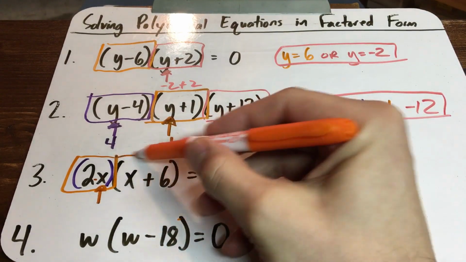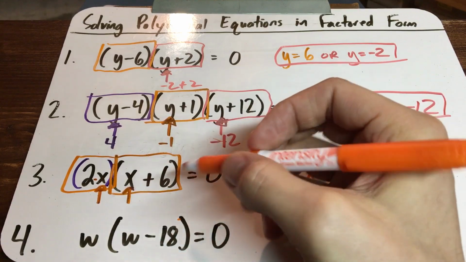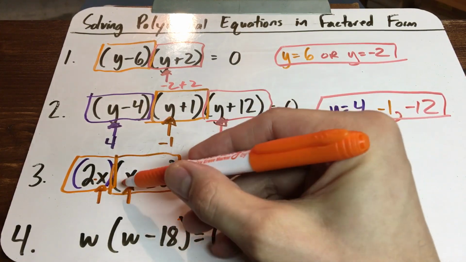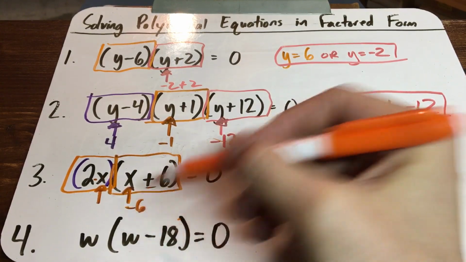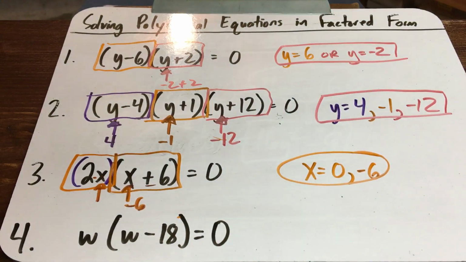In the normal parentheses, you're going to do the same thing we have been doing. What number would we put right here for the x to make this parentheses equal 0? What number plus 6 would leave us with 0? That's got to be negative 6. So x could equal 0, and x could equal negative 6.